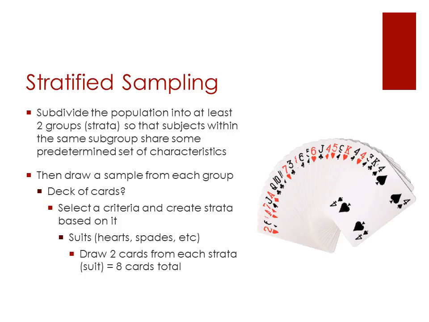Alright, first you'd select a criteria and create strata based upon it. So in this example, I use suits: hearts, spades, diamonds, and clubs. So, I have 4 suits, and I'm going to draw 2 cards from each strata or suit, and this gives me my total of 8 cards.